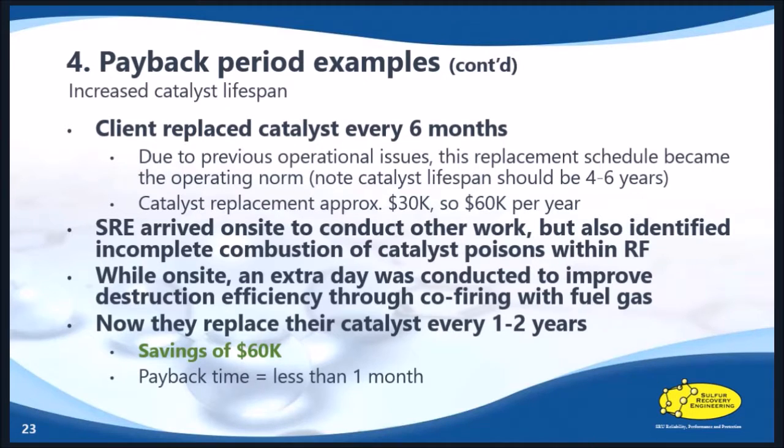Yes, that's true that they're not doing the normal 4 to 6 years. They're still having operational issues with upstream units and some other issues that we're helping them out on. But right now, just within that 1 day of testing, they're saving $60,000, just like that. The payback time for this project is less than a month. I actually think it's probably a couple of days. So 1 more day of testing in order to ensure that you're not replacing your catalyst every 6 months. You're getting 1 year, you're getting 2 years out of it. Definitely getting $60,000 into your pocket is, in these days, a favorable situation to be in.